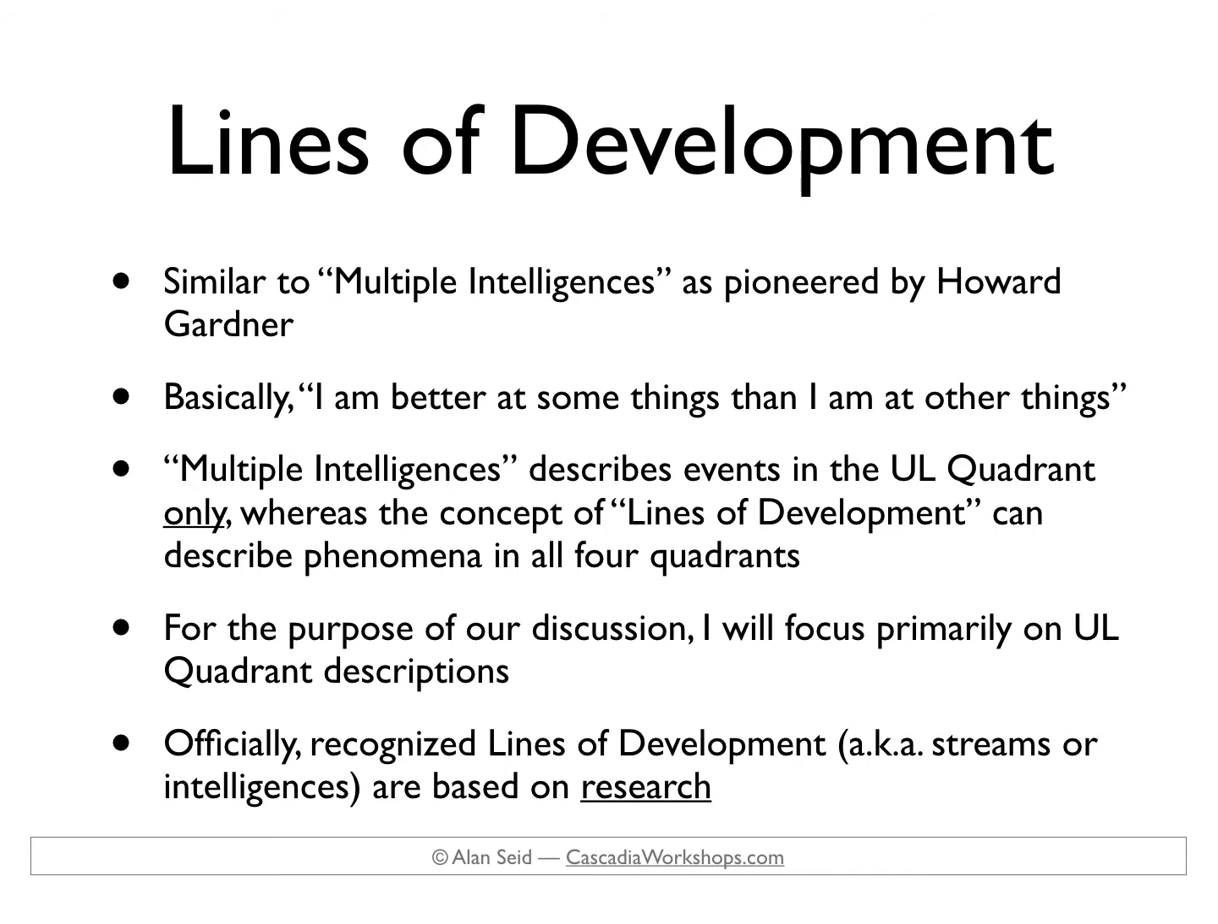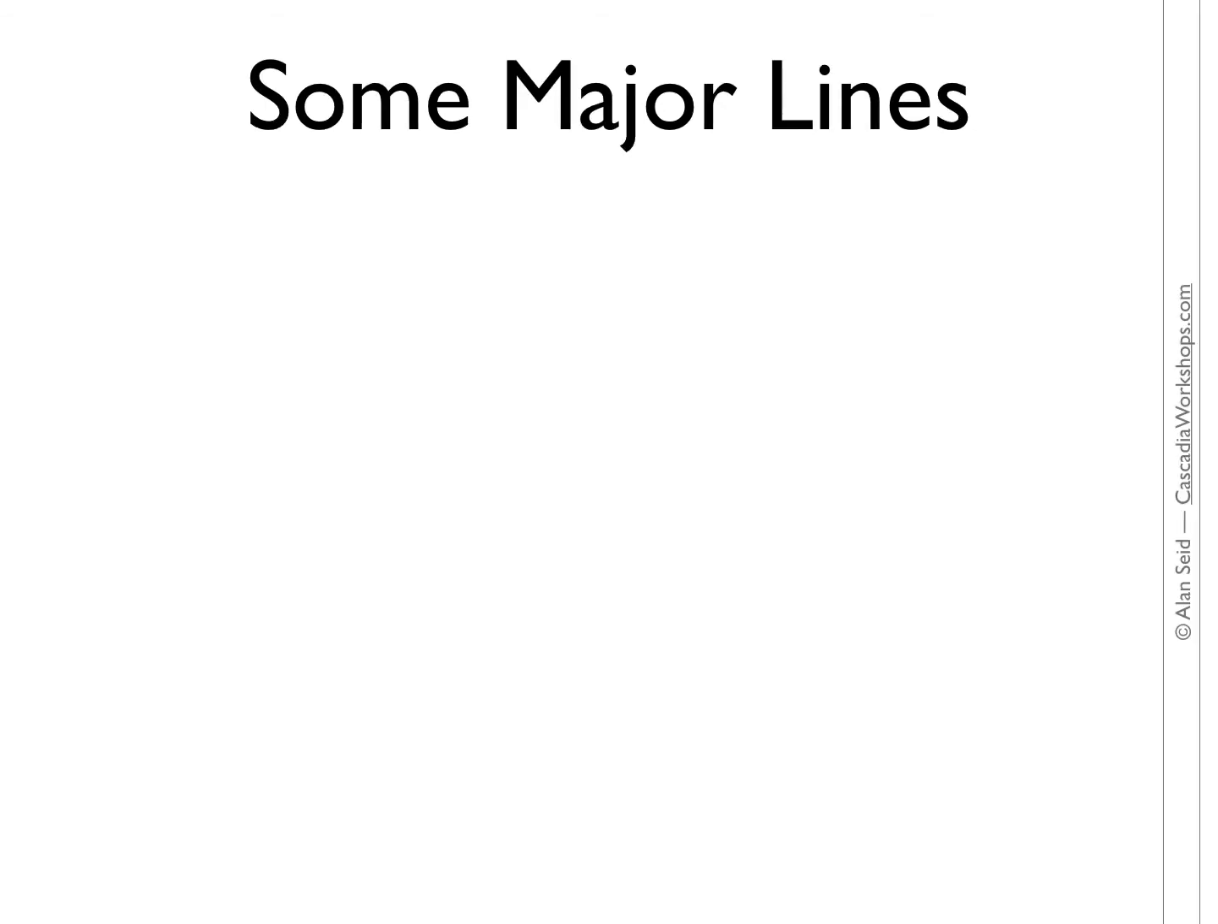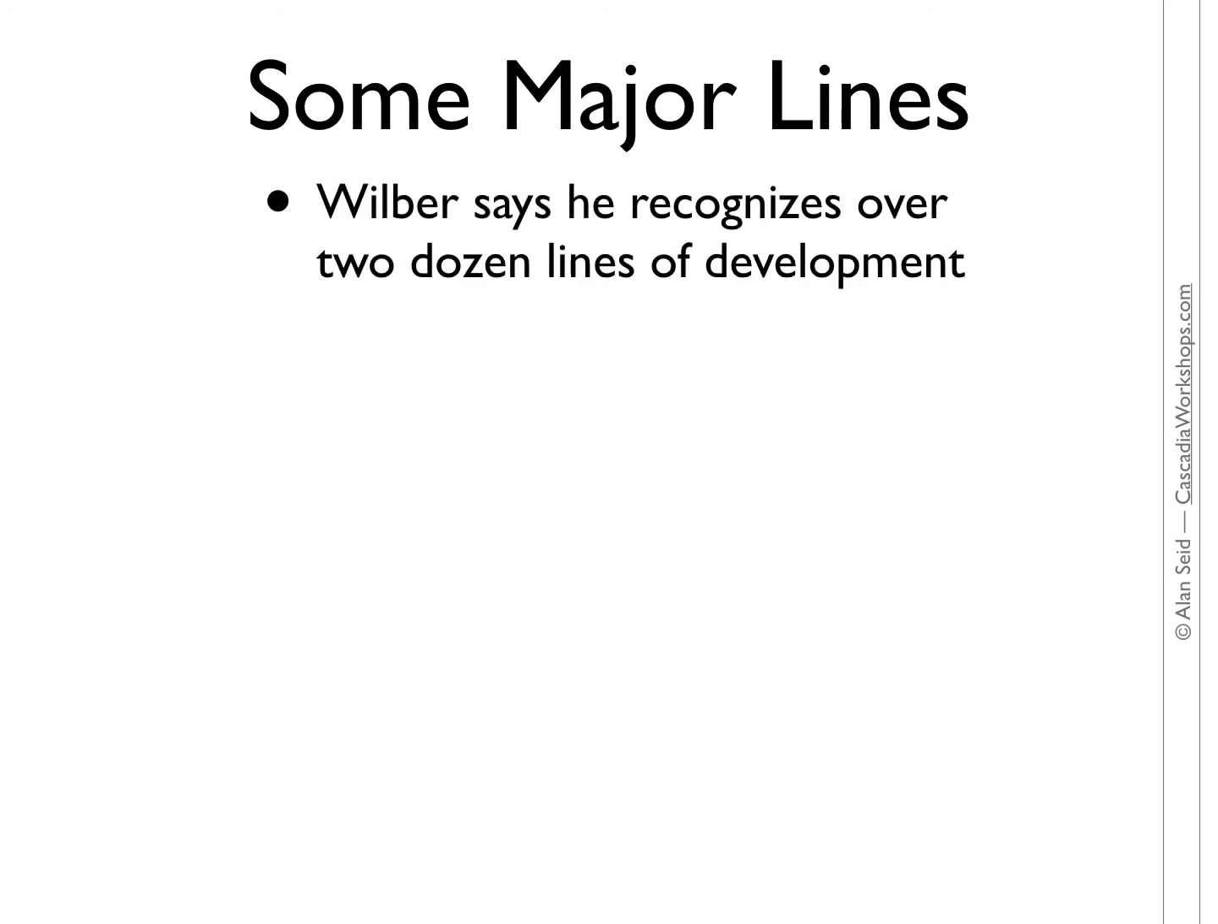Or we can think about it as tree planting intelligence. You can get better at planting trees. But that would be an informal use. And to use it formally, we need to talk about lines that are recognized and validated through research. So let's look at some major lines of development. Howard Gardner recognizes 9 or 10. Ken Wilber says he recognizes over 24 lines of development.